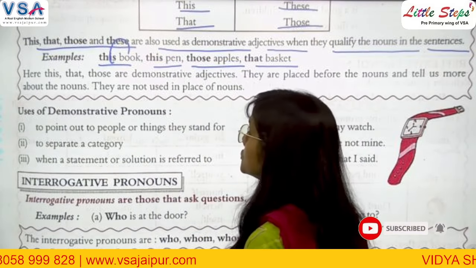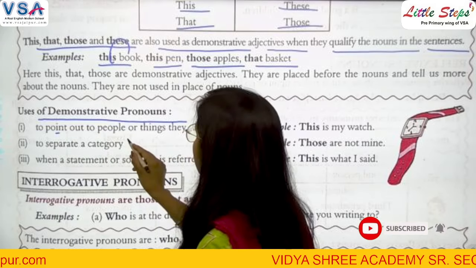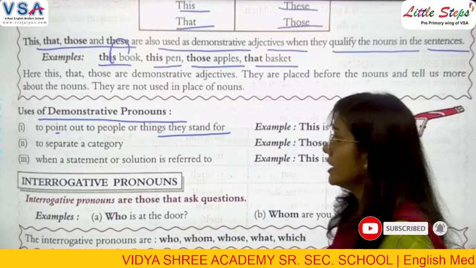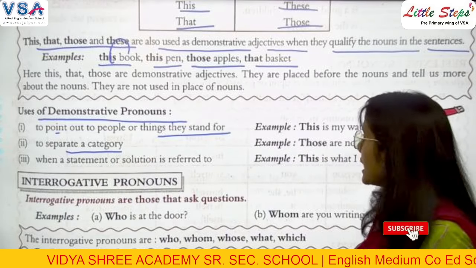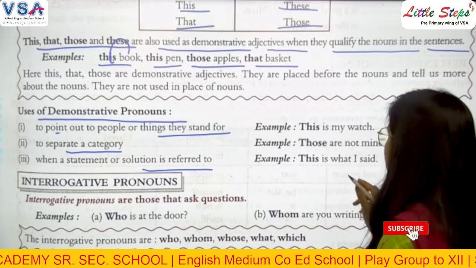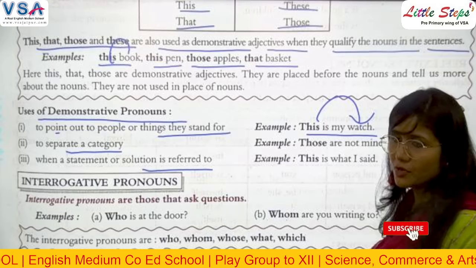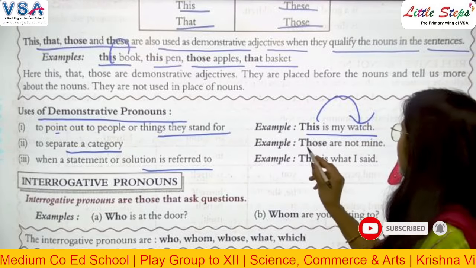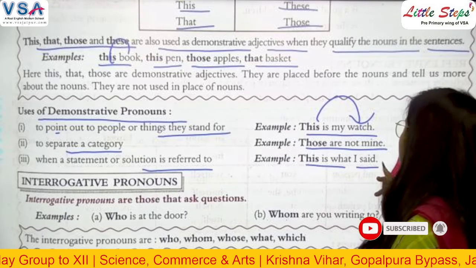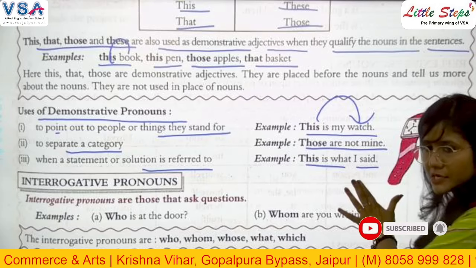Now these are uses of demonstrative pronouns: to point out people or things they stand for. यहाँ पर people और things की बात की जाती है जो जिसके लिए यूज होता है. To separate a category. ये कैटेगरी को सेपरेट करते हैं. When a statement or solution is referred to. For example, this is my watch. ये इंडिकेट कर रहा है किसी स्पेसिफिक वॉच को कि ये जो वॉच है वो मेरी है. Those are not mine. वो मेरी नहीं है. This is what I said, ये वही है जो मैंने कहा. तो इस तरह से ये हो जाता है आपका demonstrative pronoun. Understood?